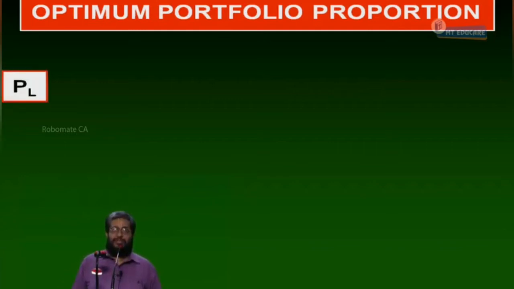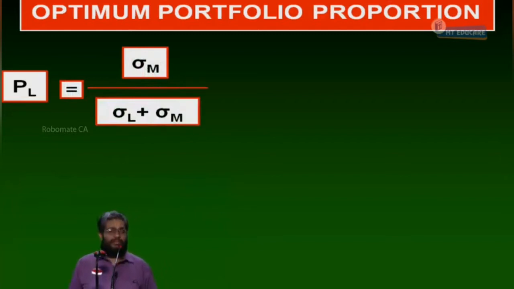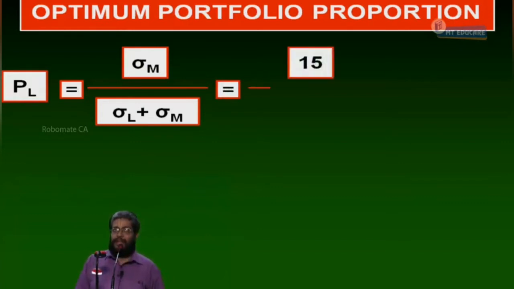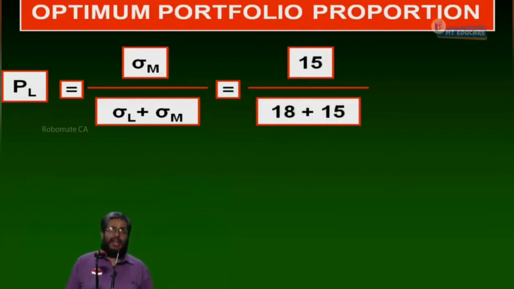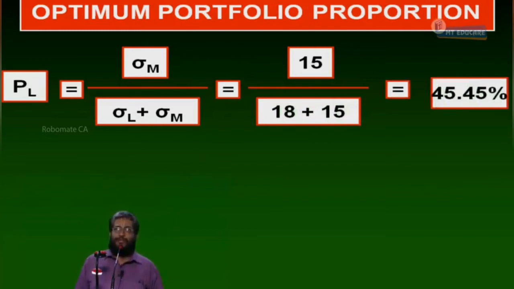Now, write down. Proportion of L is equal to, please tell the formula. Sigma M by sigma L plus sigma M. Standard deviation of M by standard deviation of L plus standard deviation of M. Please tell me the substitution. 15 divided by 18 plus 15. What is the number you are going to get? 45.45%. Shall I proceed?